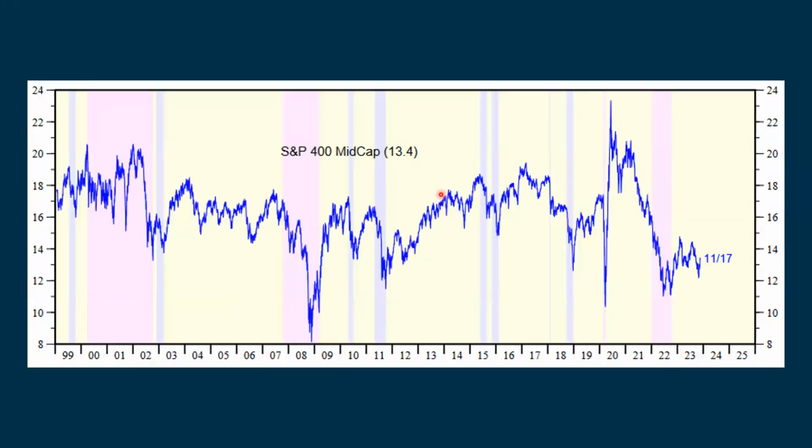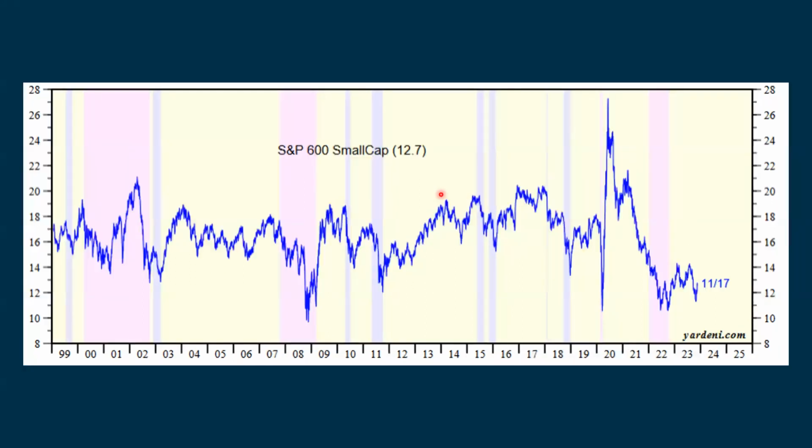We also keep an eye on the mid caps, where they're coming in at 13.4. That's under the 15 level. And small caps, which saw a little bit of a bounce this past week, are coming in at 12.7. So you have the small caps and the mid caps, which are more fairly priced, and then the S&P, which is kind of expensive, but not necessarily extremely expensive when we look forward.